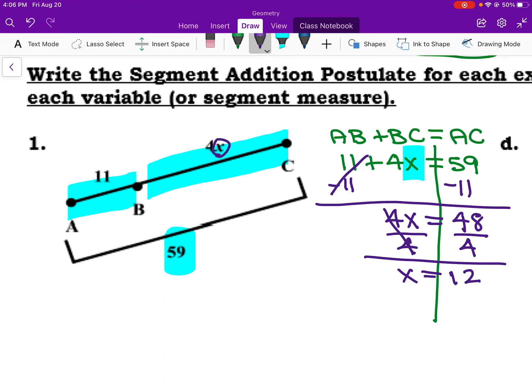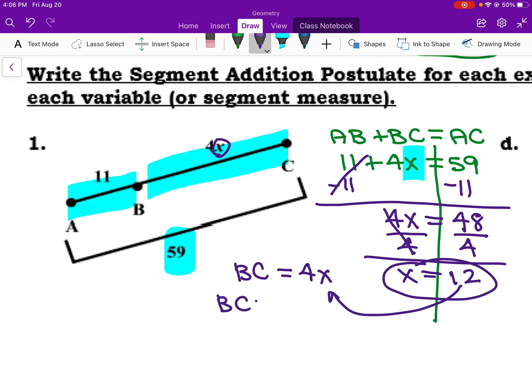But notice that I also wanted to find the measure of the full line segment BC. And if I know that BC was equal to 4x, and x is 12, then I can substitute my 12 in for my x to find that BC would be the product of 4 and 12, which is 48. So that is the full measure of the line segment.